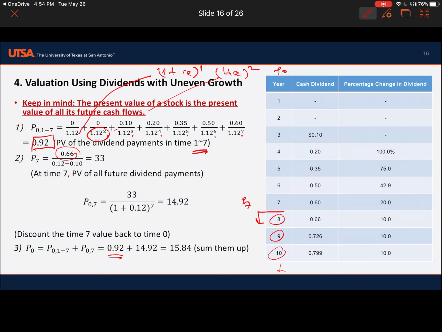The price at time 7 equals the dividend payment at time 8 over return on equity minus growth rate. The dividend paid at time 8 is 66 cents, the return on equity is 12%, and the growth rate is 10%, right? So P7, the price at time 7, is $33.